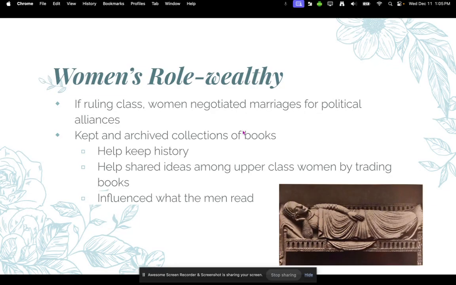So, if a woman was in the ruling class, she did have more power than the peasants. Women could negotiate marriages for political alliances. They also were really important because they kept and archived collections of books in their houses. So they helped keep history in those books because they're the ones tending to the books, collecting them, passing them to their friends, trading the books. Because of them, a lot of the history of the Middle Ages is kept alive. And they would also influence what men read because they would be the ones who pick out the books, and whatever books they pick out, the men can read.